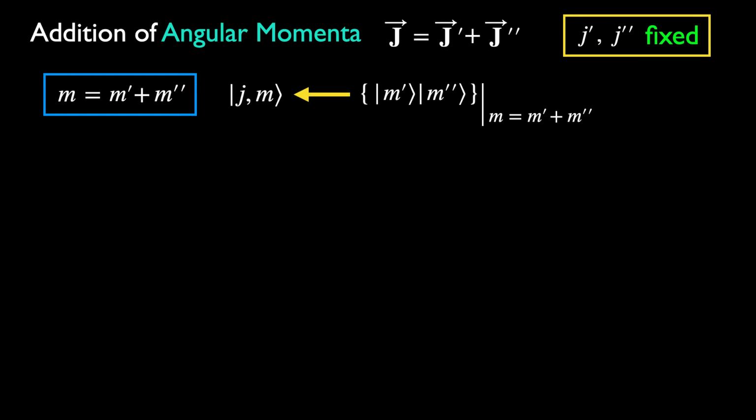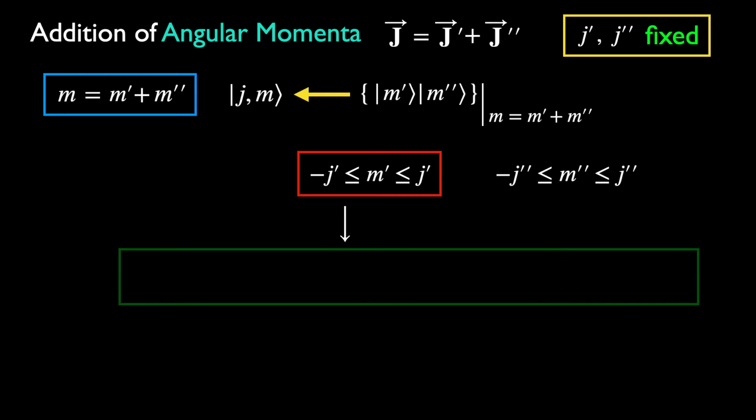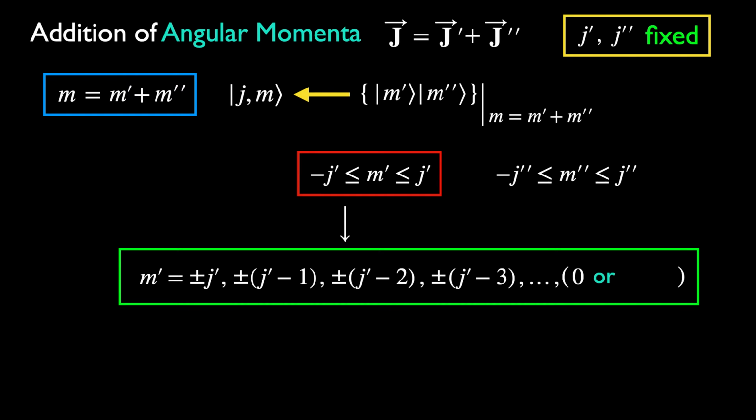The product states are chosen from the usual intervals that constrain m prime and m double prime for fixed values of J prime, J double prime. For example, the values of m prime in this interval is given by, where the possibilities of integer and half-integer values of angular momentum are both allowed. See Lecture 20 if you're unfamiliar with these results.